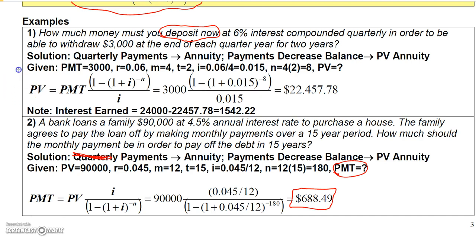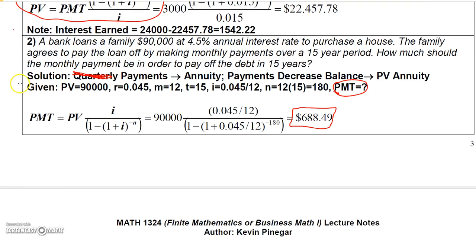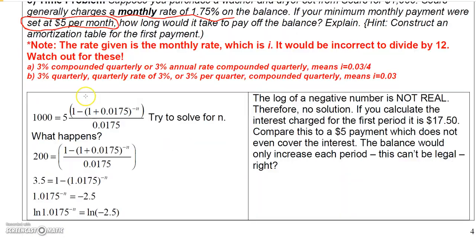So I'm going to use this formula for the present value of an ordinary annuity. And so what I know is, I can put $1,000 in for the present value. I can put $5 in for the payment, and I can put 0.0175 in here and here for i, and then I can solve for n, and that'll tell me how many periods it'll take me to pay off this debt.